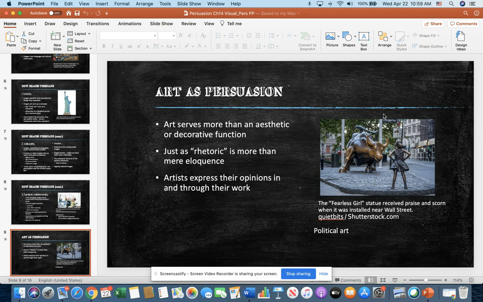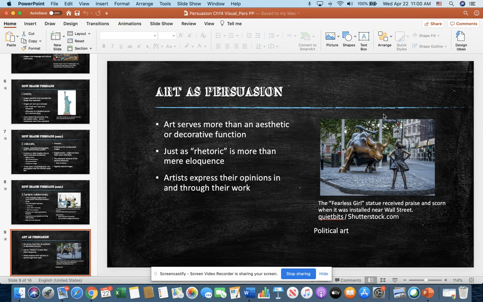and just as rhetoric in the world of words is more than mere eloquence. We talk about choosing beautiful words, nice sounding words, parallelism, and rhyme, and all these things, iambic pentameter, and all these uses of words. But they're saying that rhetoric isn't just the words. There is power in the persuasion of words. So also, art is not just beautiful images, but there's also a persuasive power in the art itself. And artists express their opinions in and through their work.